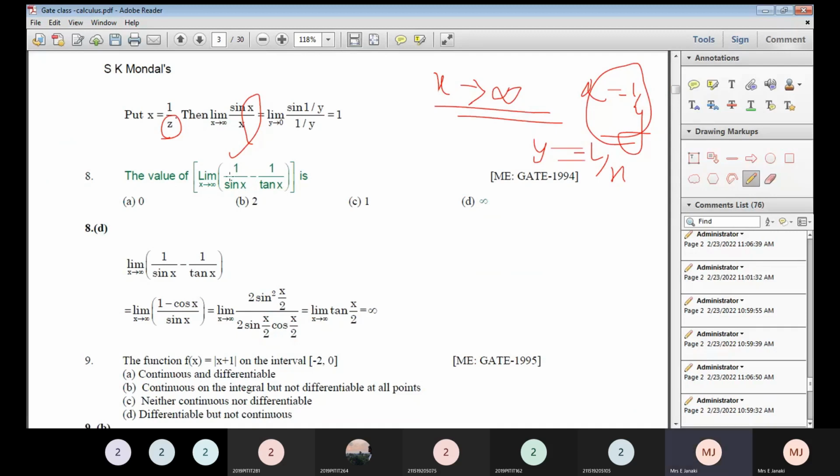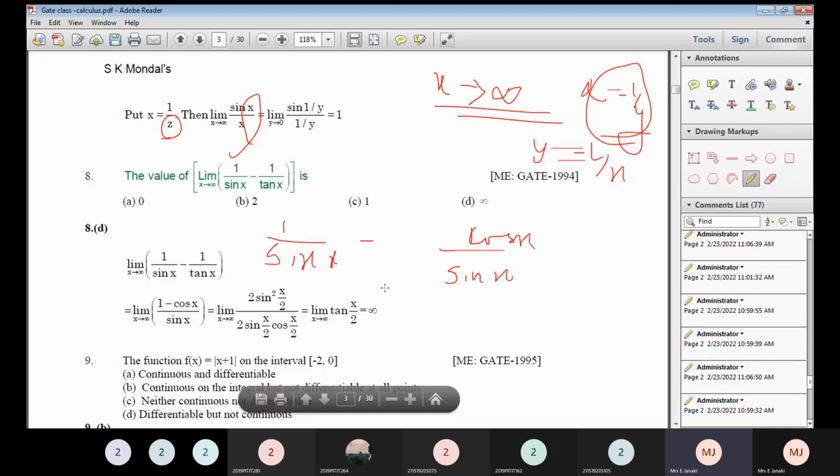this becomes 1 by sin x minus 1 by tan x. Now the first term is the same, 1 by sin x. This is the first term, minus. In the second term, tan x becomes sin x by cos x. The denominator is the same. So the answer is 1 minus cos x, and the denominator is sin x.